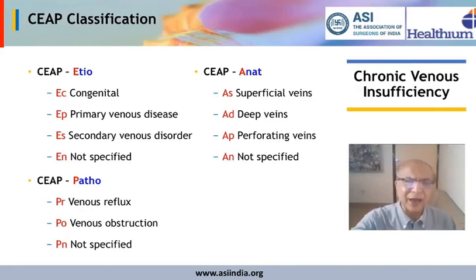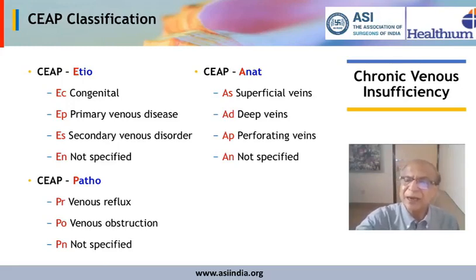If it is congenital, present since birth or soon after birth, it's EC. If it is primary venous disease, it's EP. If it is secondary venous disorder, as I just illustrated in my last slide, it is ES. If one still cannot specify the etiology, you can call it EN. If venous reflux is present, it is PR. If venous obstruction is present, it is PO. Pathology not specified is PN.